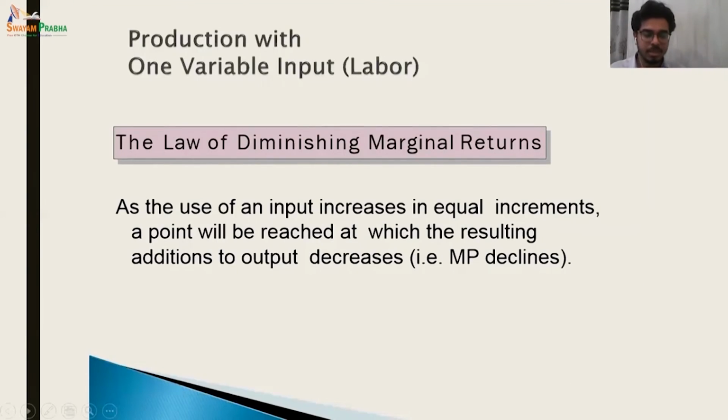Yes, this can be explained by the law of diminishing marginal returns. We have learned the concept of diminishing marginal utility in our consumer behavior class, where we learned that the more you consume of a particular commodity, your marginal utility starts falling.